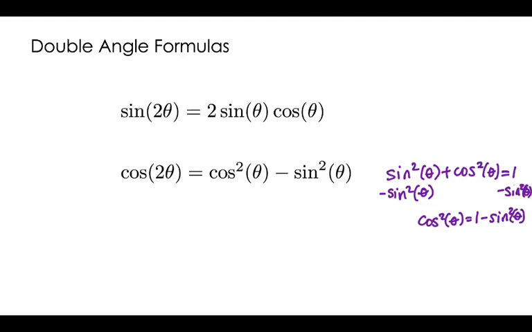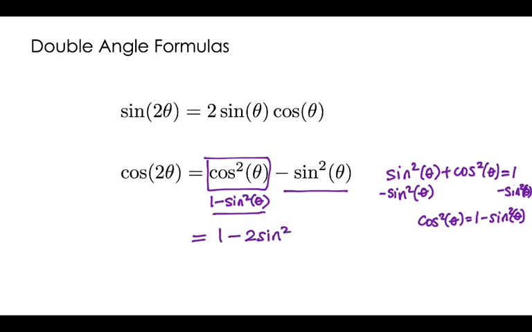Since that identity is always true, I can rearrange it, it's still always true, and I can replace this cosine squared theta with 1 minus sine squared theta. And so then I have 1 minus sine squared theta minus sine squared theta, which makes this identity also equal to 1 minus 2 sine squared theta. That's just an alternative version of the cosine 2 theta formula. So you can either use cosine squared minus sine squared or 1 minus 2 sine squared.